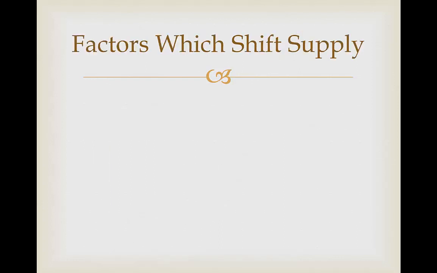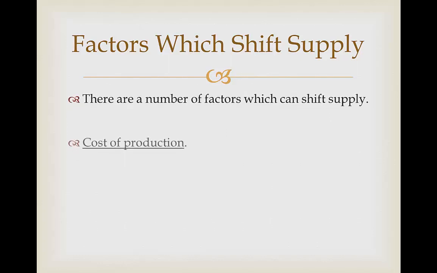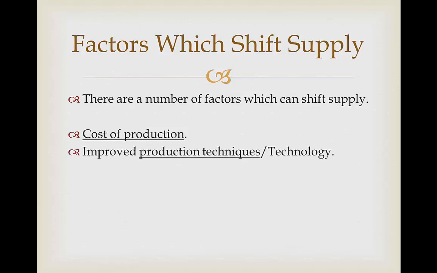Now we're going to look at the factors which are going to shift supply. There are a number of factors which can actually shift supply, the first of which being costs of production. If the cost of production rise, it's going to be more costly to produce each product, so as a result less will be supplied. Improved production techniques. If we have improved production techniques, it can probably be cheaper and more efficient to produce more products, and therefore more can be supplied onto the market.